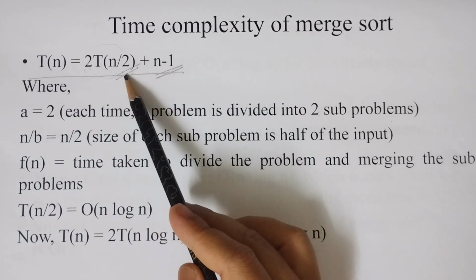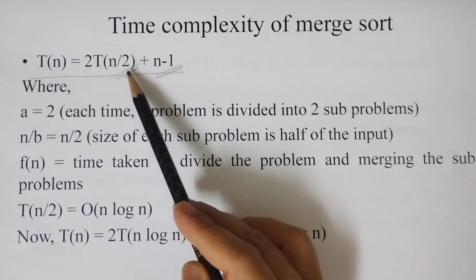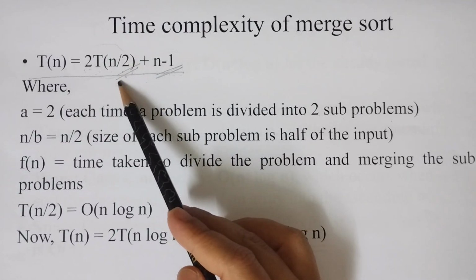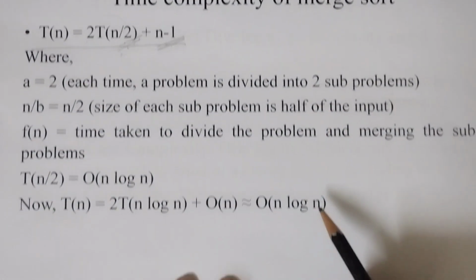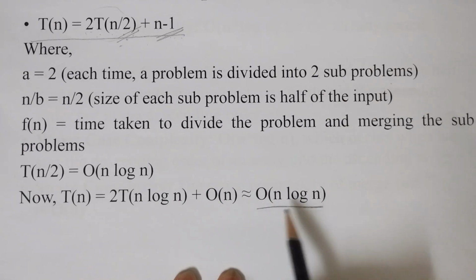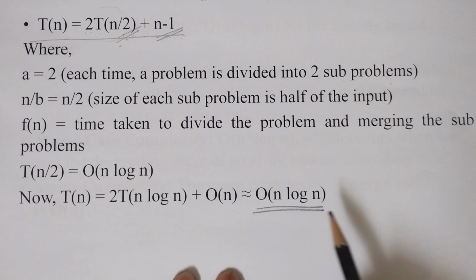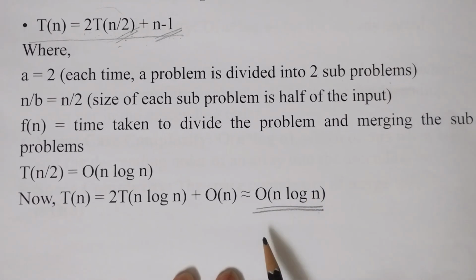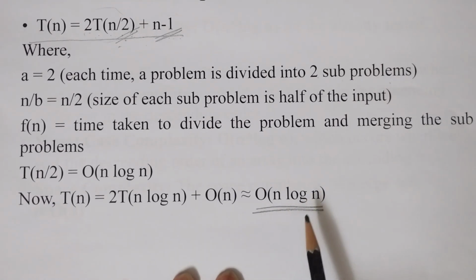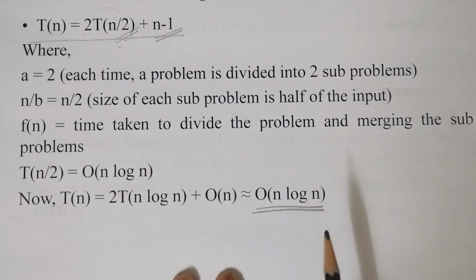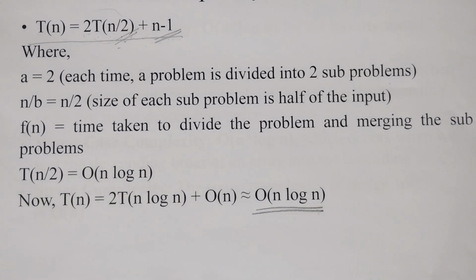So when we apply Master's theorem on this recurrence relation, finally we will get big O of n log n as the time complexity for merge sort. This is the best, worst as well as the average time complexity of the merge sort algorithm.